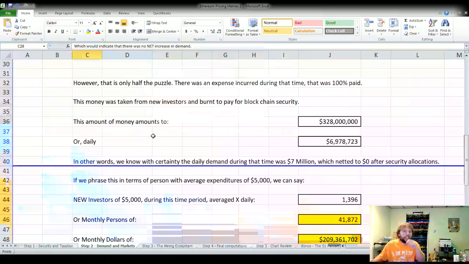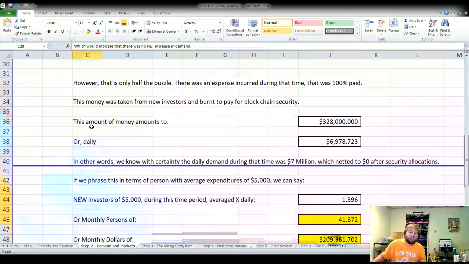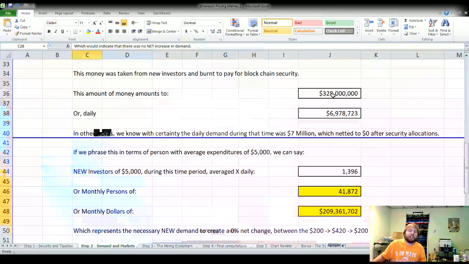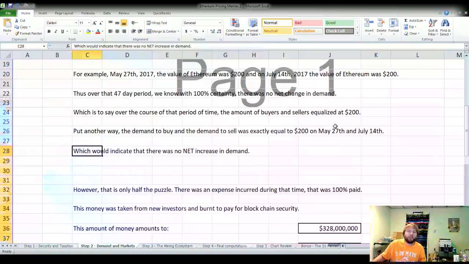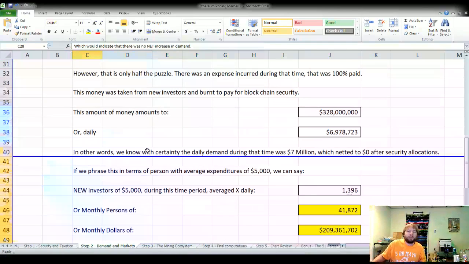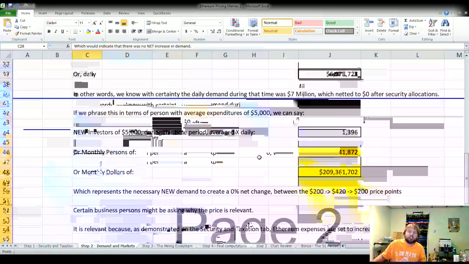There is an expense that occurred during that time, which was 100% paid. This money was taken from new investors and burnt to pay for blockchain security. This amount of money, $328 million, was spent over this 47-day period, or a daily burn of $7 million. In other words, we know with certainty the daily demand during that time was $7 million, which netted to zero after security allocations.